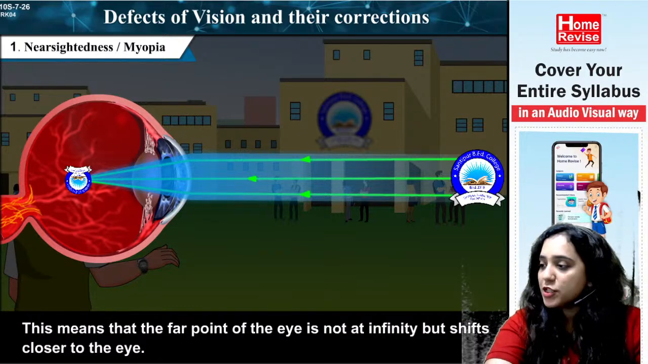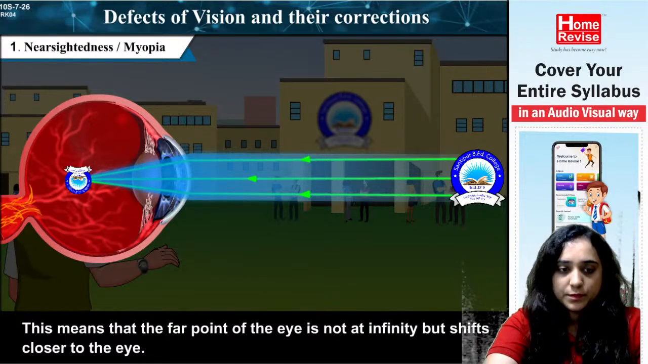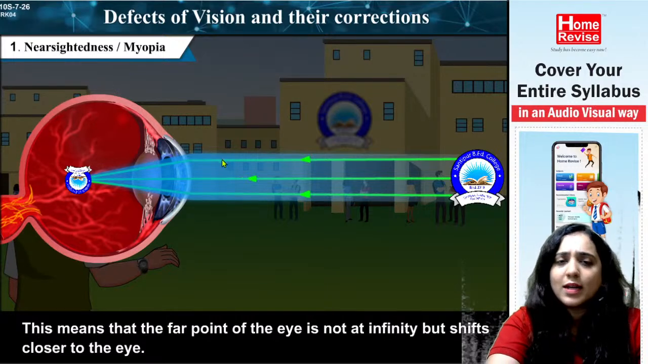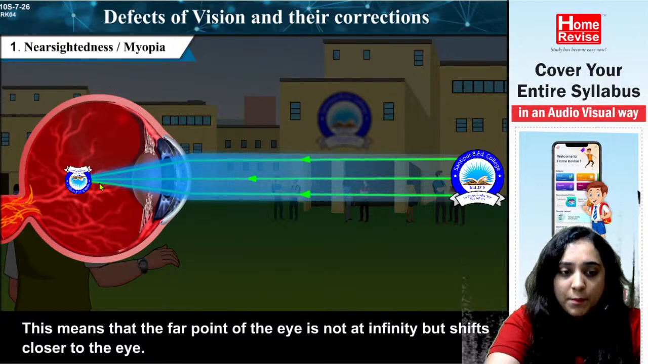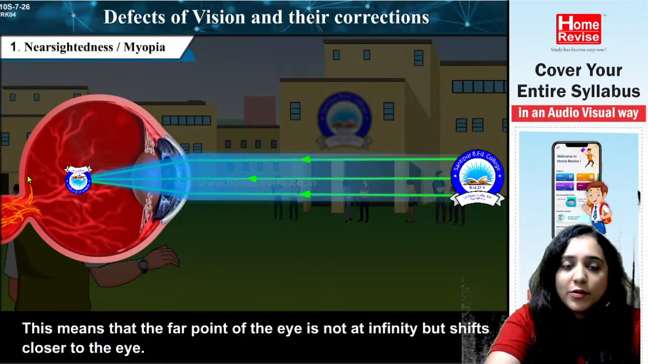Okay. Now pay attention. The far point of the eye is no longer at infinity but shifts closer to the eye. Now see, as we say nearsightedness, distant objects are not visible. Why? Because the image, after converging, should have fallen on the retina, but it is not falling on the retina. It is rather forming just before it. So how to solve this?